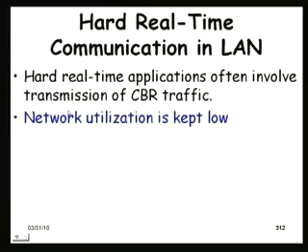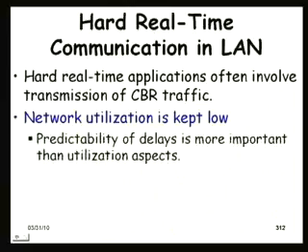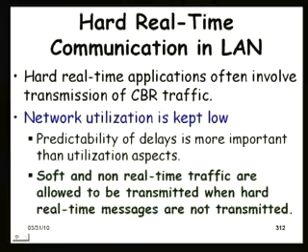Many times there is constant bit rate traffic, but there can be other types of traffic. Another thing that we need to understand is that typically the network utilization is kept low. Only when there is an alarm avalanche and sudden generation of traffic does the load increase, but typically they operate under low utilization and low load, and the predictability is more important than the utilization aspects.